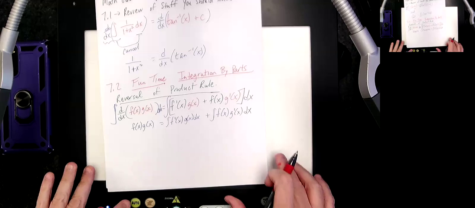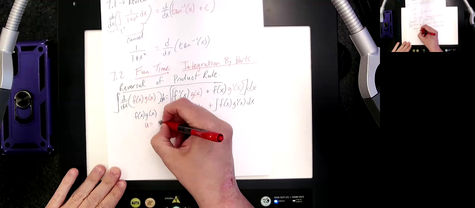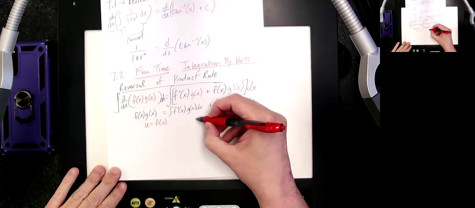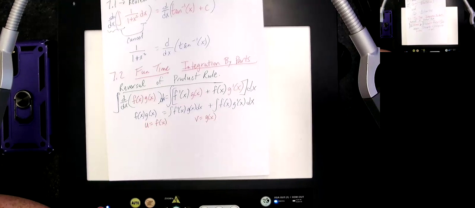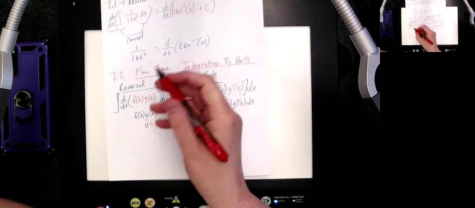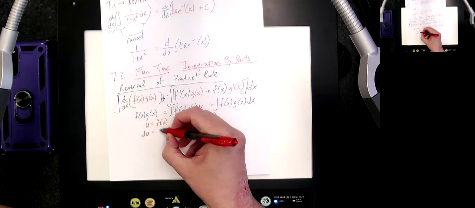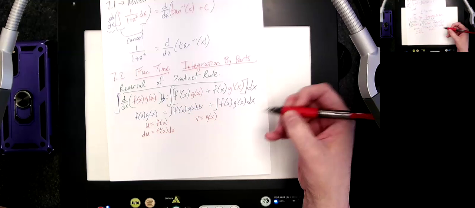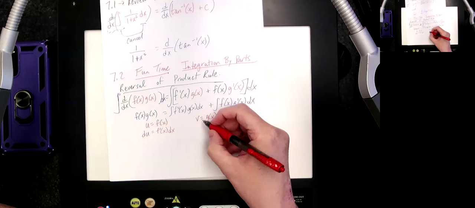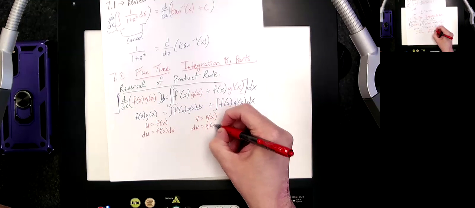To make this a little clearer on what we're going to do, I'm going to say we're going to let u equal f of x. And we're going to let v equal g of x. So if I take du, this is f prime of x dx. And we do the derivative with respect to x here. On v, we've got dv equals g prime of x dx.